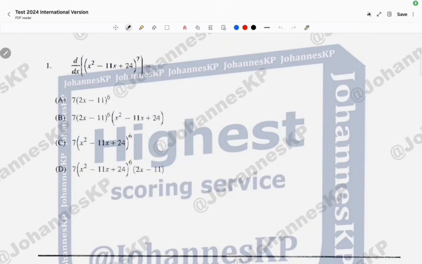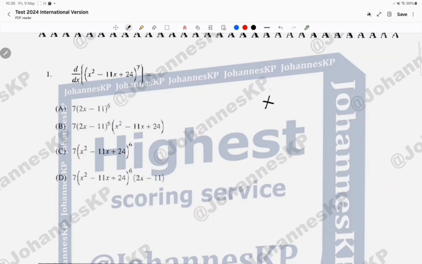You learn the differentiation rules. So which ones? Well, if you have x to the power of n, it will be nx^(n-1). But here, you must not only do that.